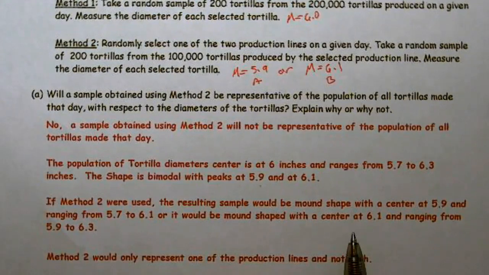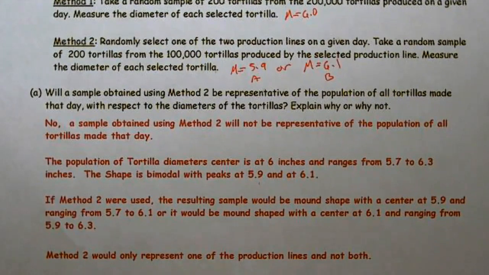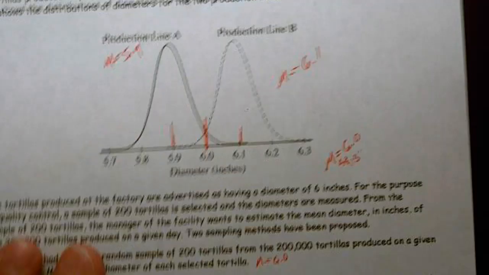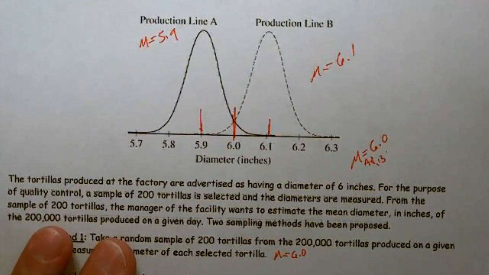Method 2 would only represent one of the production lines and not both. So the problem with method 2 is we'll either get B or we'll get A, but we won't get both. All right, so that takes care of that part. And I'm going to pause this for just a moment.